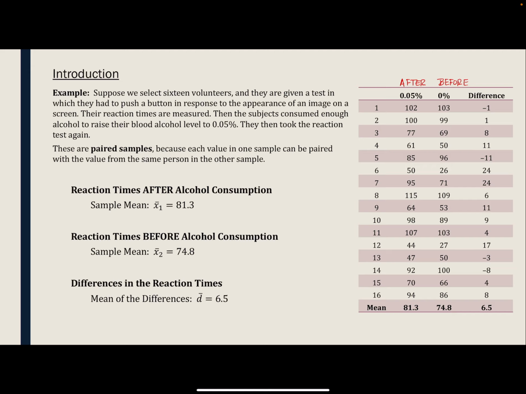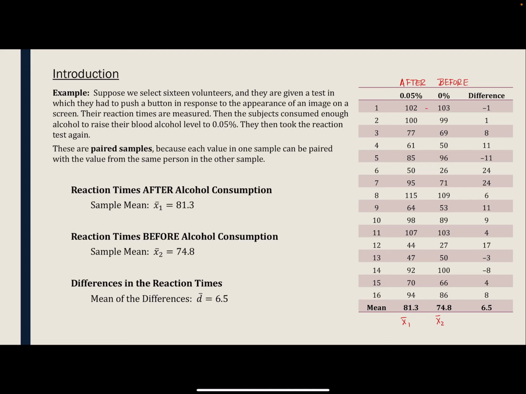So the notation here is that the mean of the first sample, we're calling x bar 1, and I'm calling again the after they've consumed alcohol to be the first sample. And then the mean of the second sample is x bar 2. And then we have this third column of differences. So this is calculated by taking each pair and subtracting them.